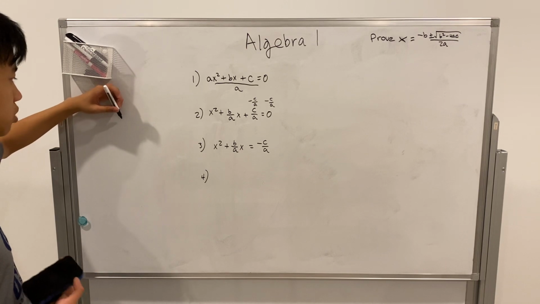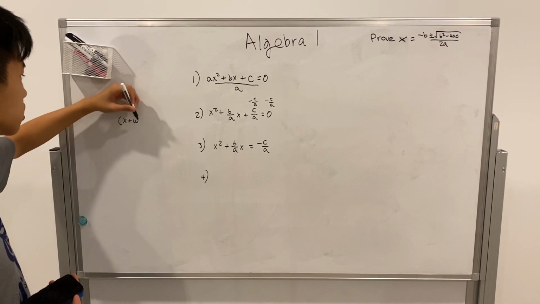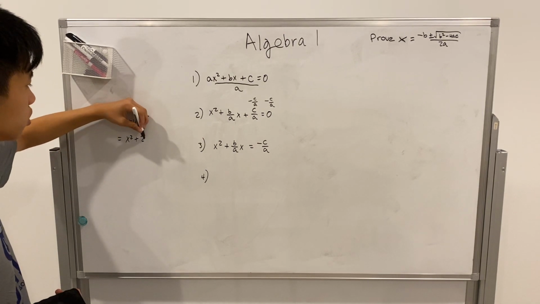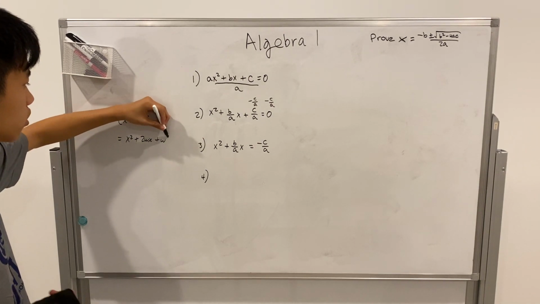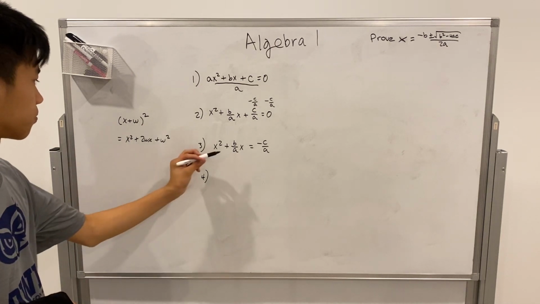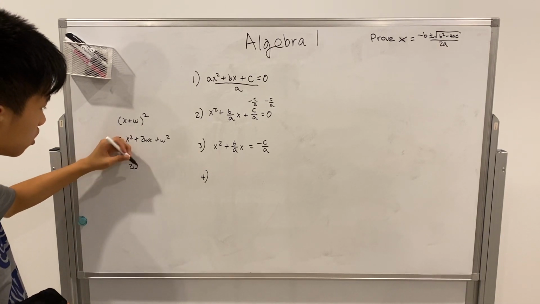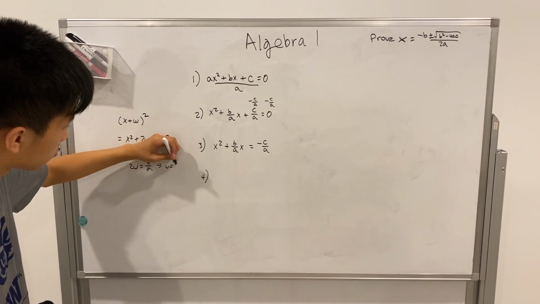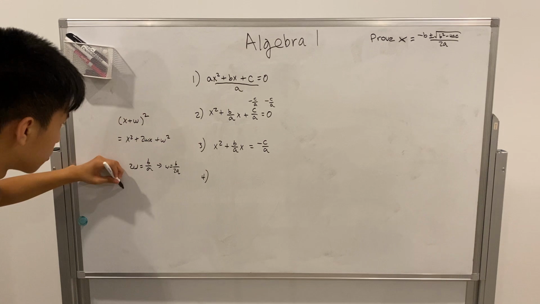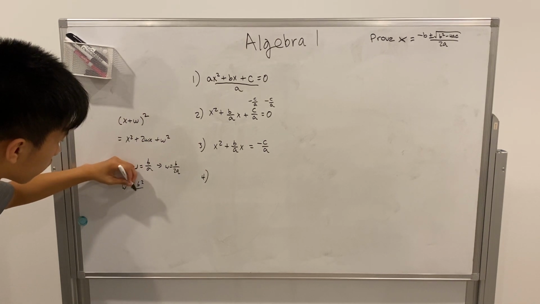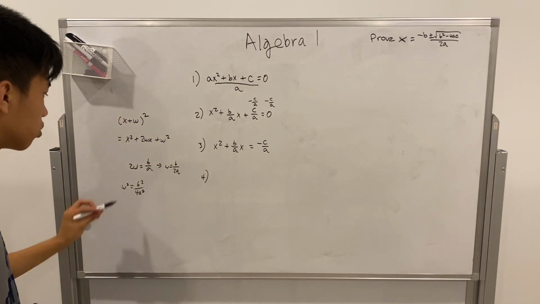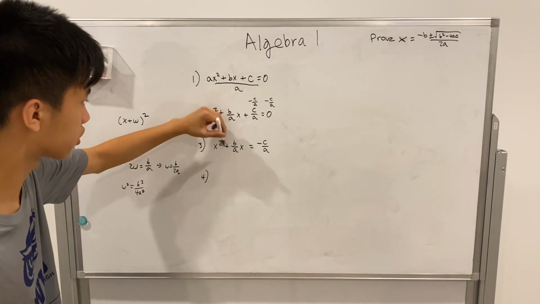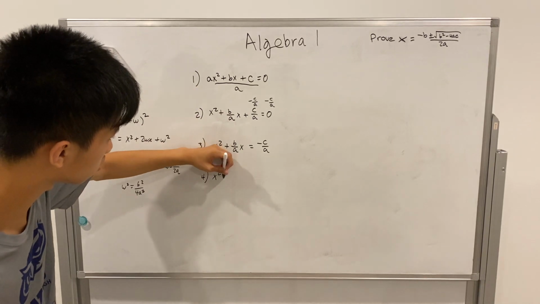So anyways, perfect squares come in the form of x plus w squared, or x squared plus 2wx plus w squared. So here we already know that 2w equals b over a, or w equals b over 2a. Therefore, w squared equals b squared over 4a squared. So we know that we have to add this to both sides of the equation to make this a perfect square. So that's what we're going to do.